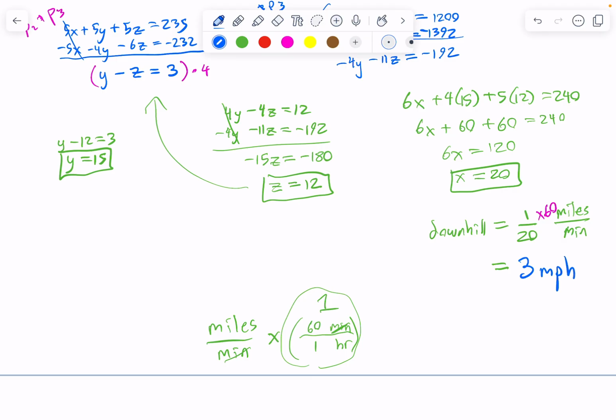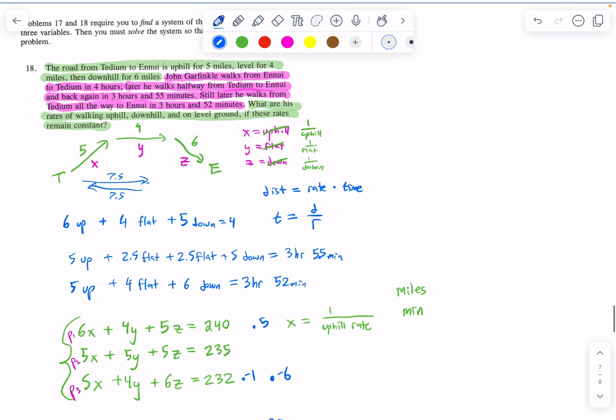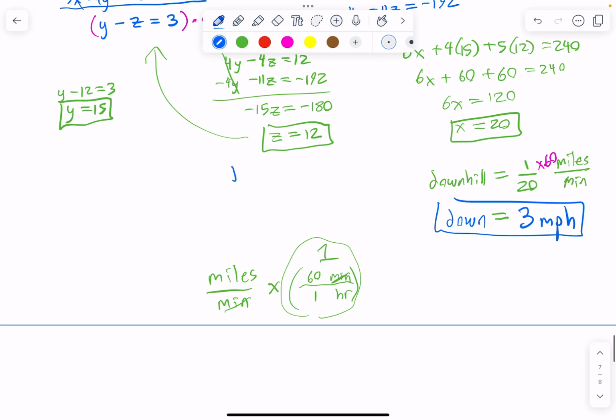Ooh, okay, so that's our uphill. All right, we'll do the same thing for the others. So z, which was in order our downhill, so our downhill speed is equal to 1 over 12. That's in miles per minute. And then we multiply by 60. Okay, so our downhill speed is equal to 5 miles per hour.